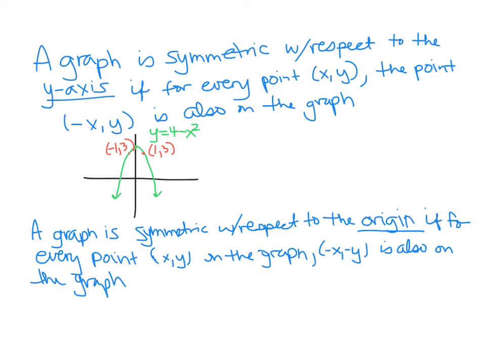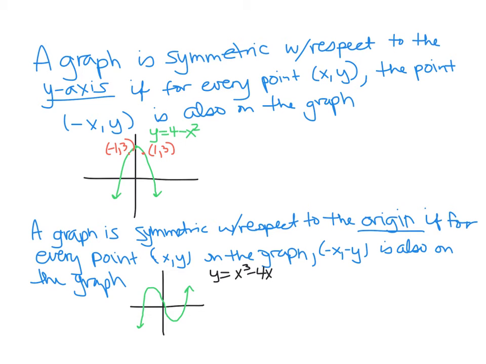So our last type of symmetry is symmetric with respect to the origin. That is going to happen if for every point (x, y) on the graph, (-x, -y) is also on the graph. And I will give you an example here also. So let's say we have the graph of y equals x cubed minus 4x. That actually looks kind of like this. Sorry, my graph is not quite perfect.